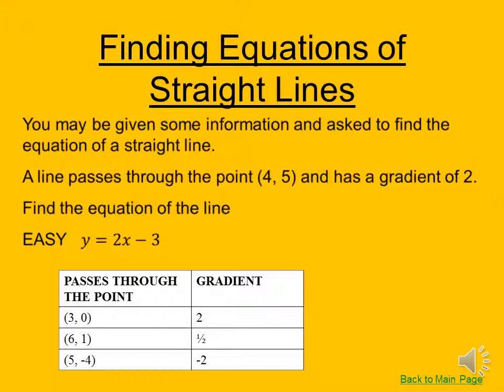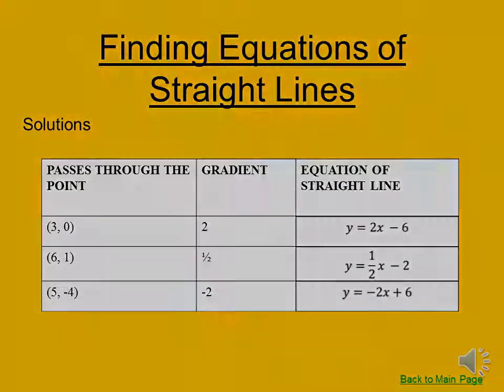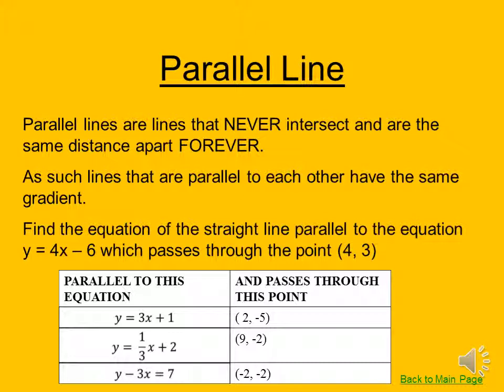Why don't you have a go with these 3? Remember, pause, work, play. Were you right? I'm sure you were. So, now let's look at parallel lines. Parallel lines have the same gradient. So here we need to find the equation of a straight line that's parallel to the equation y is equal to 4x minus 6 and passes through the point 4, 3.